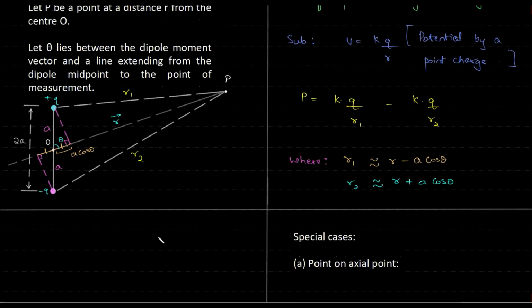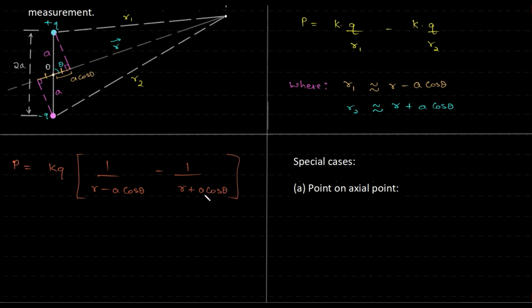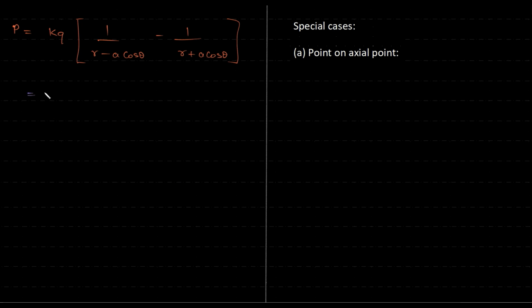Now, moving on. What can I do with this? Well, substitute. As simple as that. So P is equal to K, Q is common, brackets open, 1 by R minus A cos theta minus 1 by R plus A cos theta. A bit of math over here, so taking LCM and all of that. So this is KQ, R plus A cos theta minus R plus A cos theta, this entire expression divided by R square minus A square cos square theta.